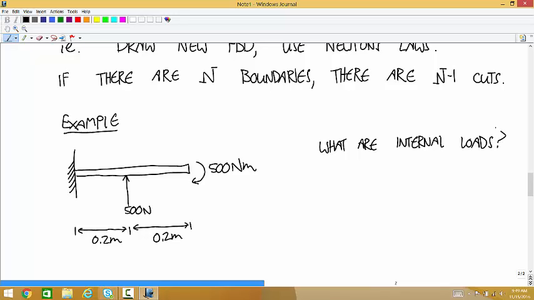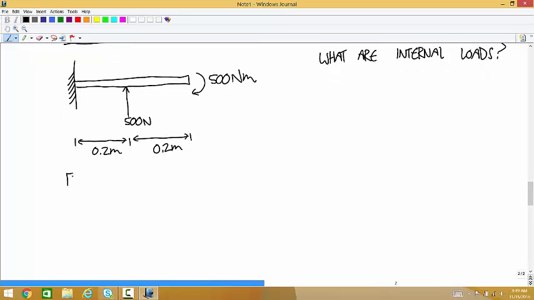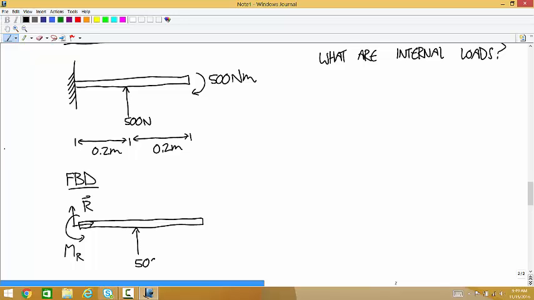Well, before we can start doing the cuts and stuff, we have to calculate the external loads. So first we have to do the rigid body problem. So free body diagram of the whole beam. At the fixed joint, we have a force vector and a couple. I'll call that MR. In the middle, we have the 500 Newton force. On the end, we have another couple of 500 Newton meters. And no mass was given, so we're going to neglect the weight.